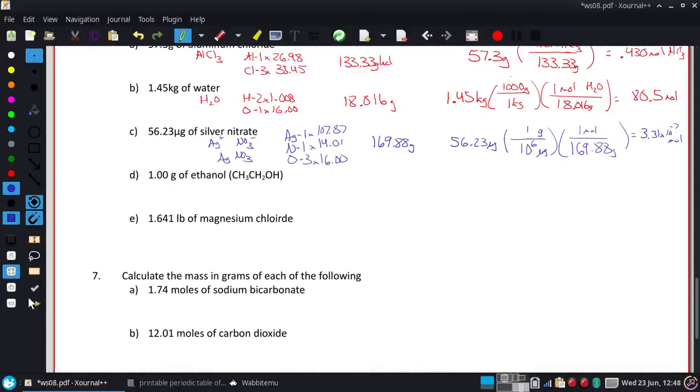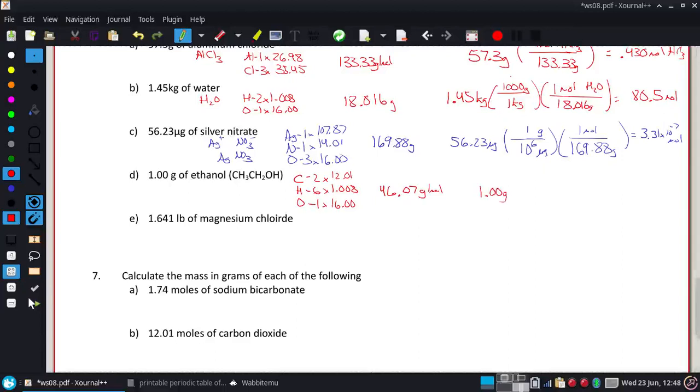Okay. On D, the only trick really is how I wrote this formula. But to figure out its molecular weight, we're looking at just the components. So there's 2 carbons, 1, 2, 3, 4, 5, 6 hydrogens, and 1 oxygen. And when I throw that in the calculator, I get a molecular weight of ethanol at 46.07 grams per mole.